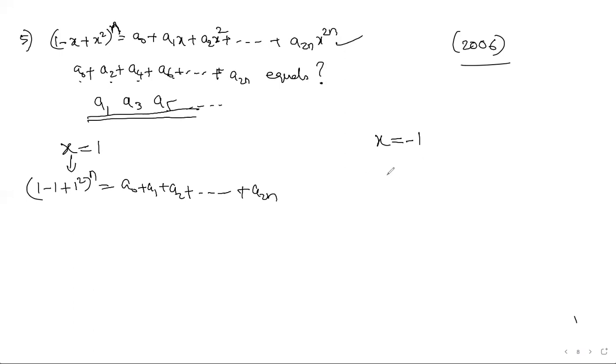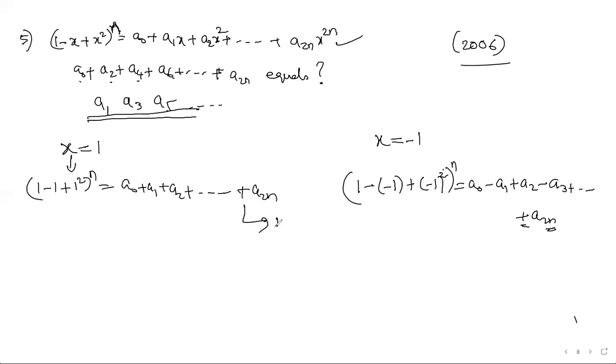If we place x equal to minus 1, it will be (1 minus of minus 1 plus minus 1 whole square) whole power n, equal to a0 minus a1 plus a2 minus a3 plus and so on plus a2n. So 2n is an even number, so it will be having positive sign only.